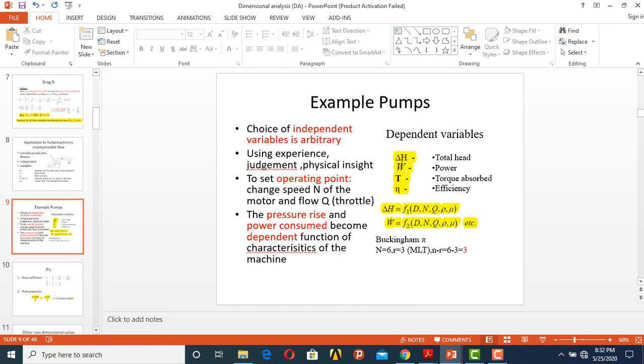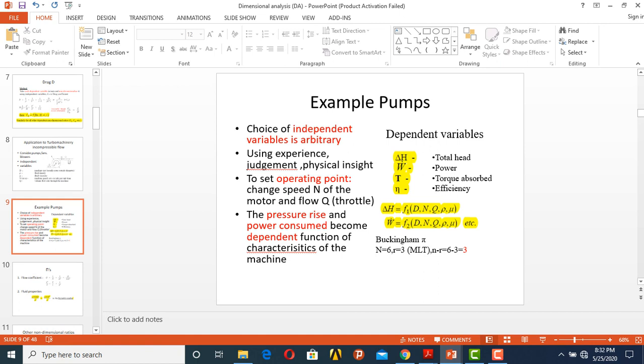Okay. In this case, the fluid property will be described by the density, and also the property regarding the speed of the fluid. So the speed of the fluid will be controlled by the rotational speed. When you combine the three of these, they will give us the MLT, which is the basic element.